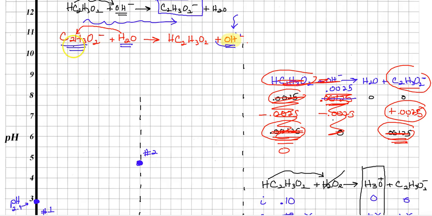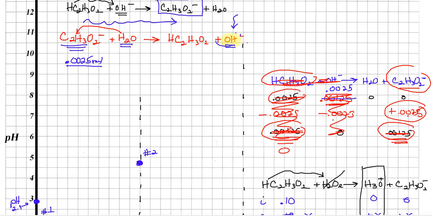So how much of C2H3O2 do we have? Well, we figured out it's 0.0025. Now these are moles. Now we do equilibrium problems with molarities. So this is moles. And the question is, okay, if we're trying to get molarities because we're doing an equilibrium problem, what is the total volume?